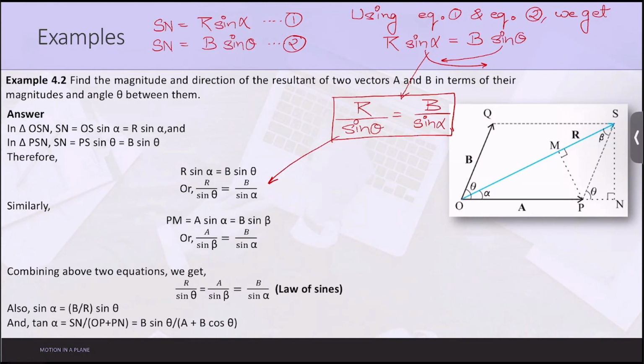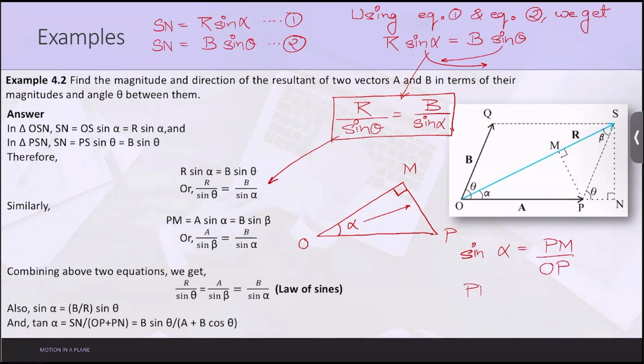Okay. Now similarly, let us look at this triangle again. PM has to be calculated, correct? So PM is equal to A sin alpha. Let us look at this triangle here. This is your angle P, this is your M, and this is your O. If this is 90 degrees, then this is your alpha. So what will be sin alpha? Sin alpha is nothing but opposite upon hypotenuse, correct? PM is opposite to this, so this will be equal to PM upon OP.